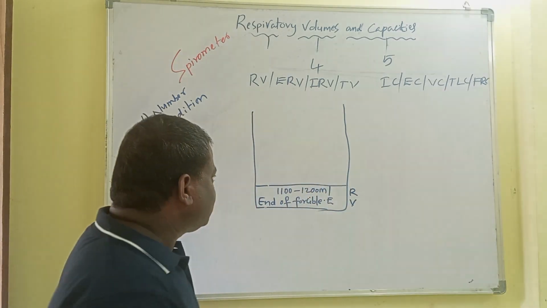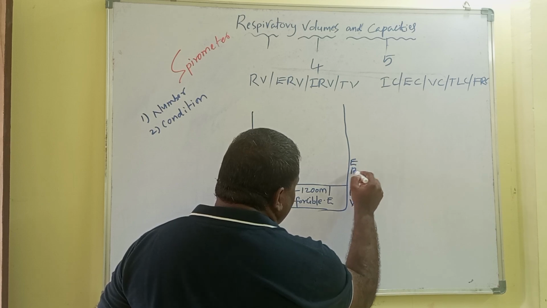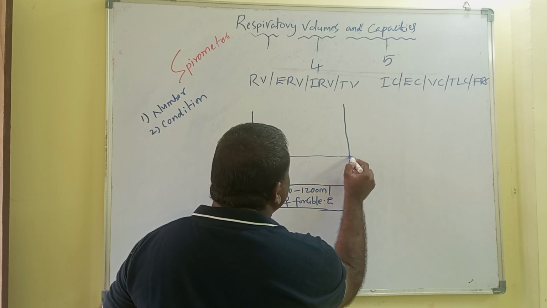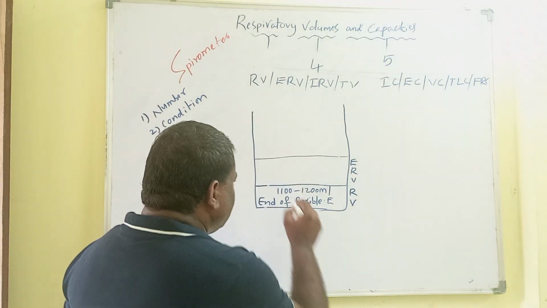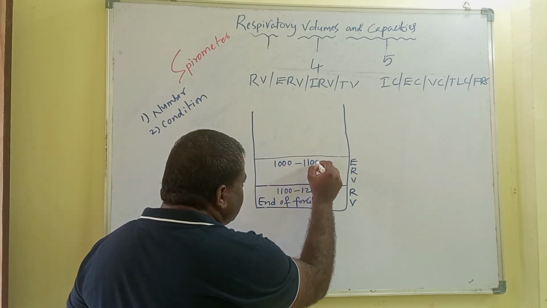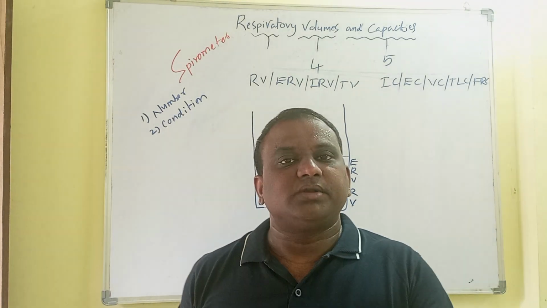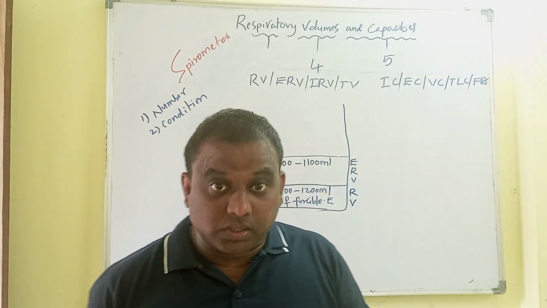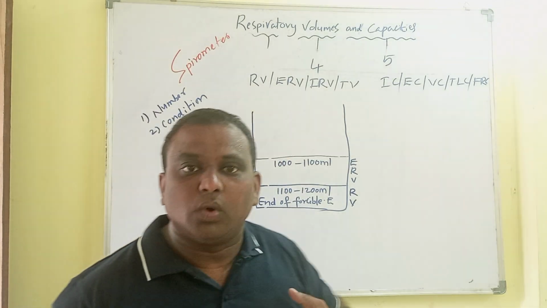Now what is the second volume? The second volume is expiratory reserve volume. The name indicates it. First, the number: it is 1000 ml to 1100 ml of air. The condition is during a forcible expiration. In simple form, during forcible expiration this much air goes out from the lungs.